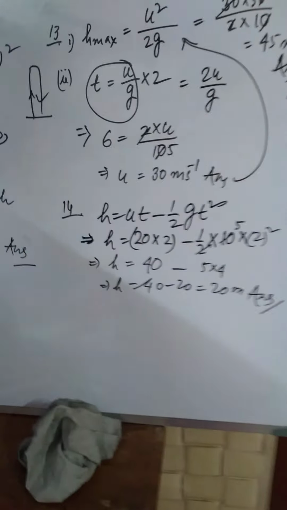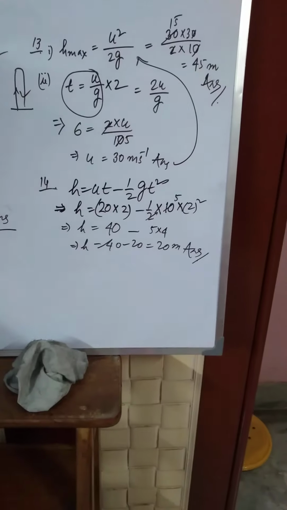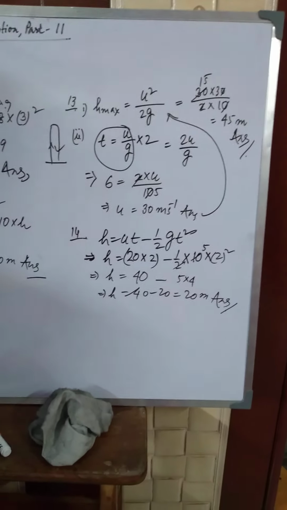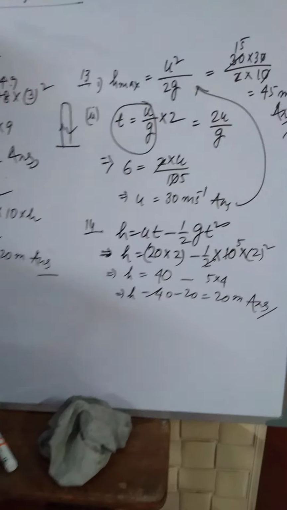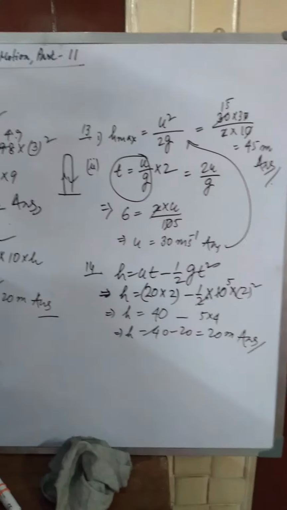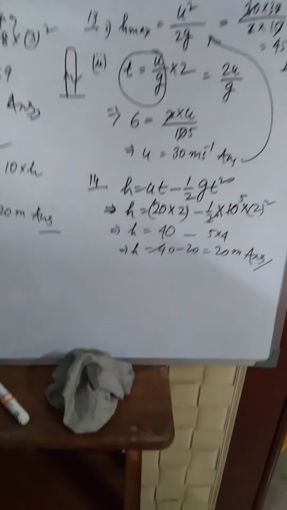So this is the height attained by the pebble when it is thrown vertically upward. Here they ask for h, and not only that, it gives the initial velocity u, the duration of the time t, and then the acceleration due to gravity. So put the value and get the result. So up to this much today. Thank you.